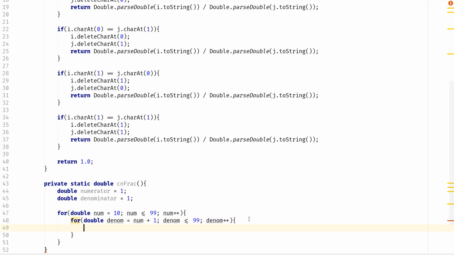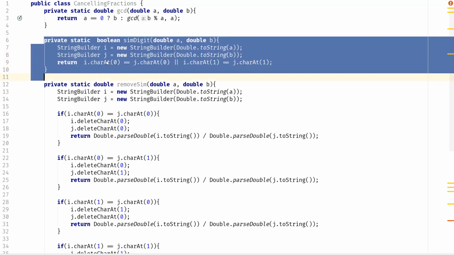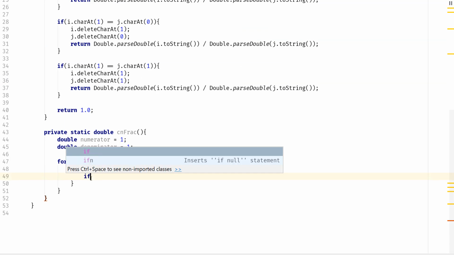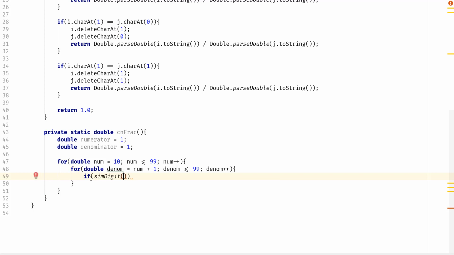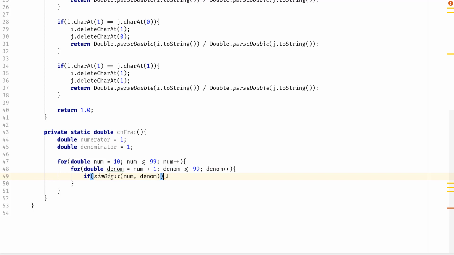All right, so now we need to go ahead and do a few things. We need to do our calculations. Okay, so what do we need first? Well, we have this sim function here that checks for values that we can ignore. So let's use that here. So what we're going to do, we're going to say if sim digit, and we're going to take in the num and the denum. If that matches that case, then we just want to continue. We don't want to do anything. We want to skip it. So we get a little bit of optimization there.